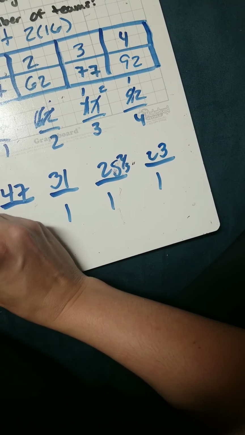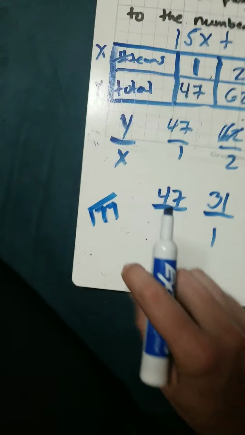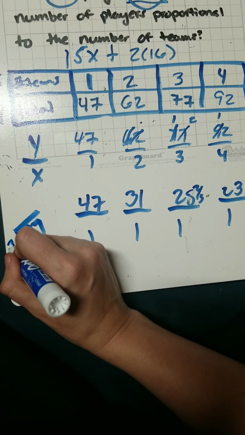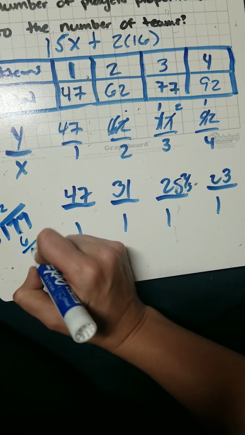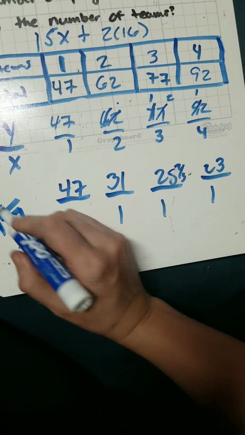So each one of these numbers is completely different. I'm just going to check that 77 divided by 3 real quick. 2, 6, 1, 7, 5, 15, 2. So yeah, 25 and 2/3. Okay, so this is 47, 31, 25 and 2/3, and 23. Because all 4 of these numbers are completely different, this is a non-proportional relationship.